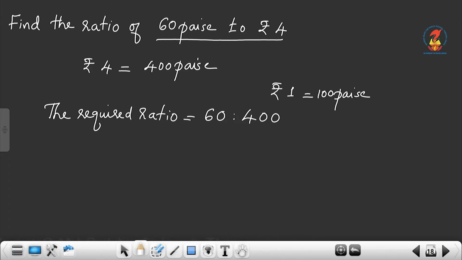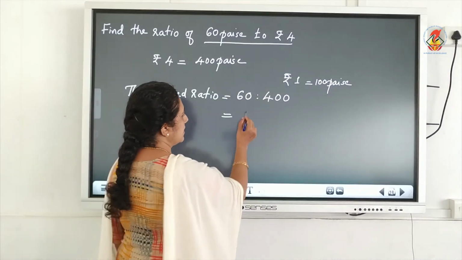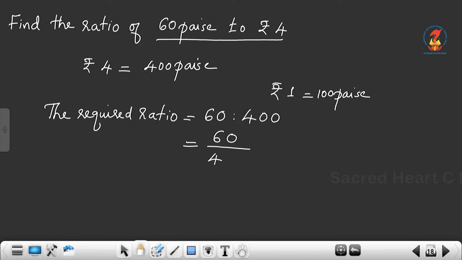So 60 and 400 are the terms. So there are two terms. Okay, 60 is to 400. Now we have to write down the ratio as a fraction. So you have to express it in terms of a fraction, because we have to write down the ratio in the lowest form. So we can write it as 60 divided by 400.